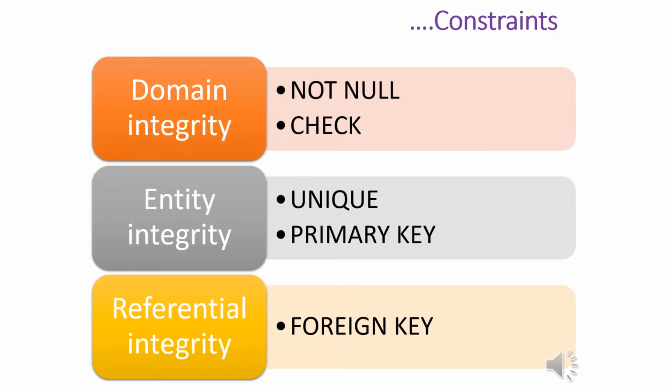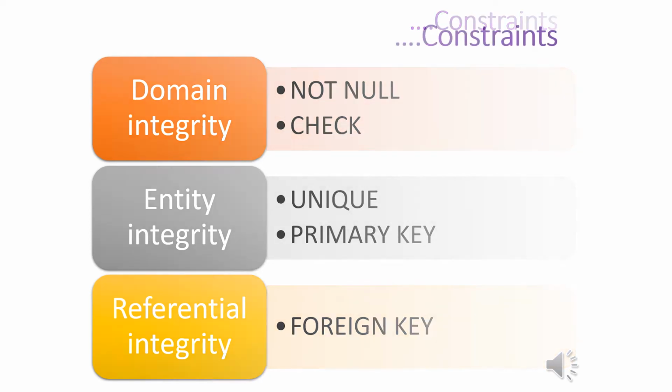The constraints can be classified into three types: domain integrity, entity integrity, and referential integrity. In domain integrity, we have two: not null and check constraints. In entity integrity, we have unique and primary key constraints. In referential integrity, foreign key constraint is included.